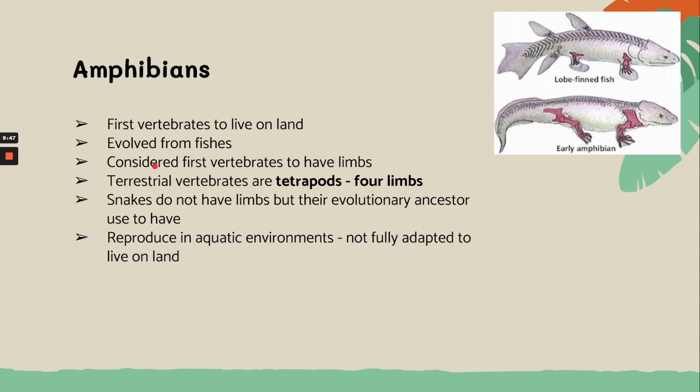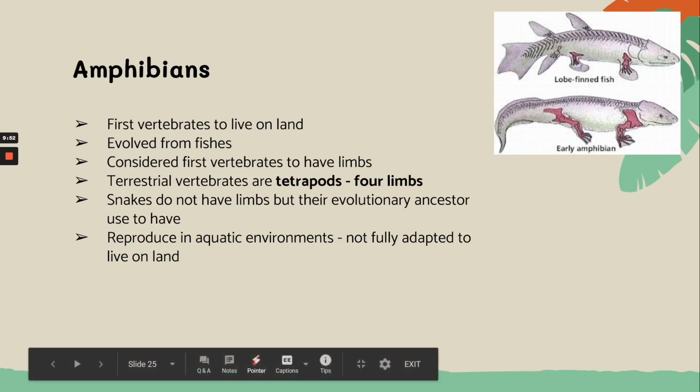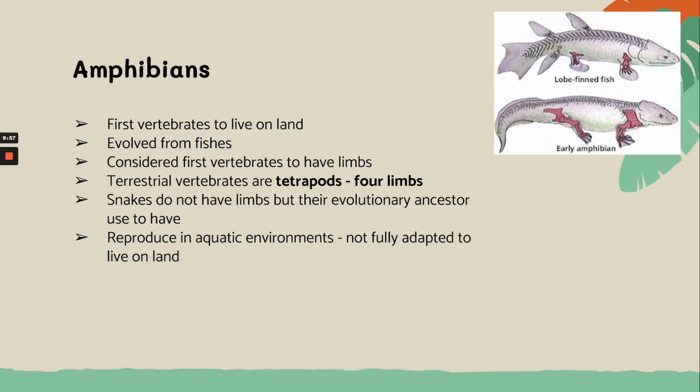Terrestrial vertebrates are tetrapods. They have 4 limbs. Snakes do not have limbs, but their evolutionary ancestor used to have them. Amphibians reproduce in aquatic environments, and hence we would say that this causes them to not be fully adapted to live on land.